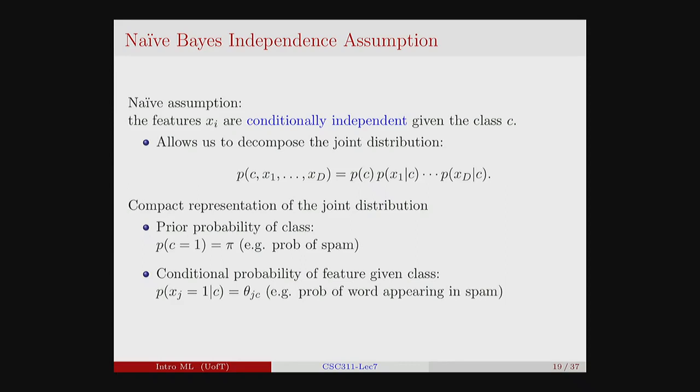Because remember, each feature is a binary number, right? It's a 0 or 1. And you need one number to represent the probability of that binary feature being 1 in a spam email, and you need another number to represent the probability of it being 1 in a non-spam email.